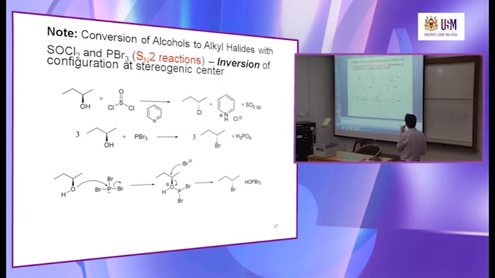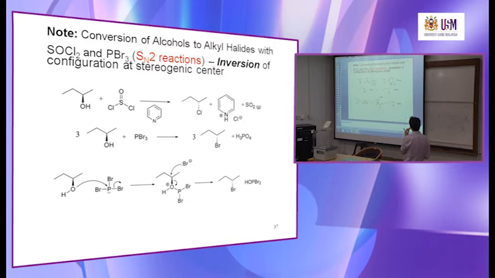Okay, conversion of alcohol to alkyl halide with thionyl chloride or PBr3. These two are SN2 reactions. Okay, so inversion at the stereogenic center. Like in this case, this is a stereogenic center, with four different groups attached to it. From pointing outside, reacting with thionyl chloride and pyridine, your product is the inversion of the original starting material.